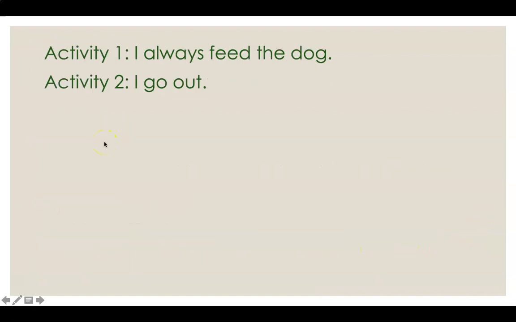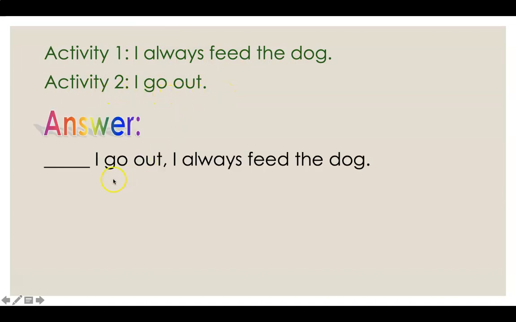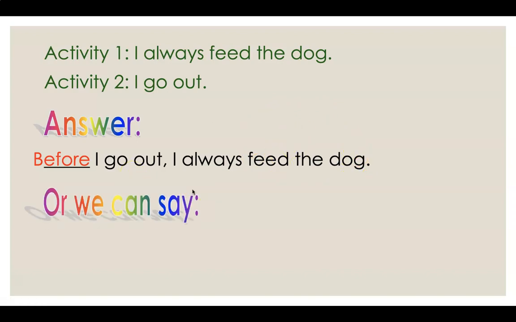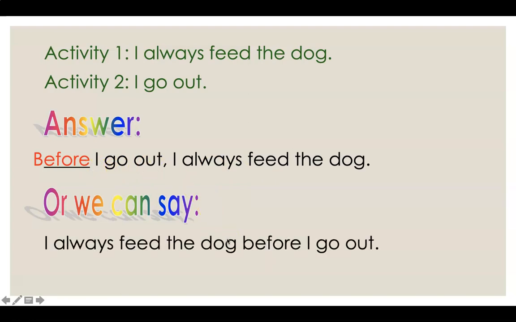Now, let's look at another example. Activity 1. I always feed the dog. Activity 2. I go out. So what should we put here? Yes, before. So in this sense, which activity happens first? Yes, you feed the dog first, then you go out. So what is the other way to say this sentence? How about if we want to put the word before in the middle of the sentence? Yes, it will become like this. I always feed the dog before I go out.